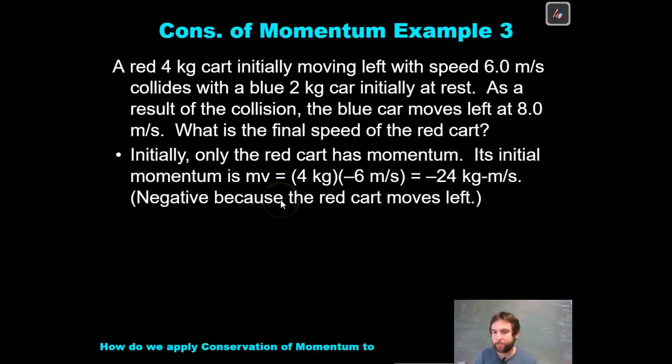Feels like it's been a while. Initially, only the red car has momentum. Its initial momentum is m times v, which is 4 times negative 6. So we get a negative momentum of negative 24 kilograms times meters per second.